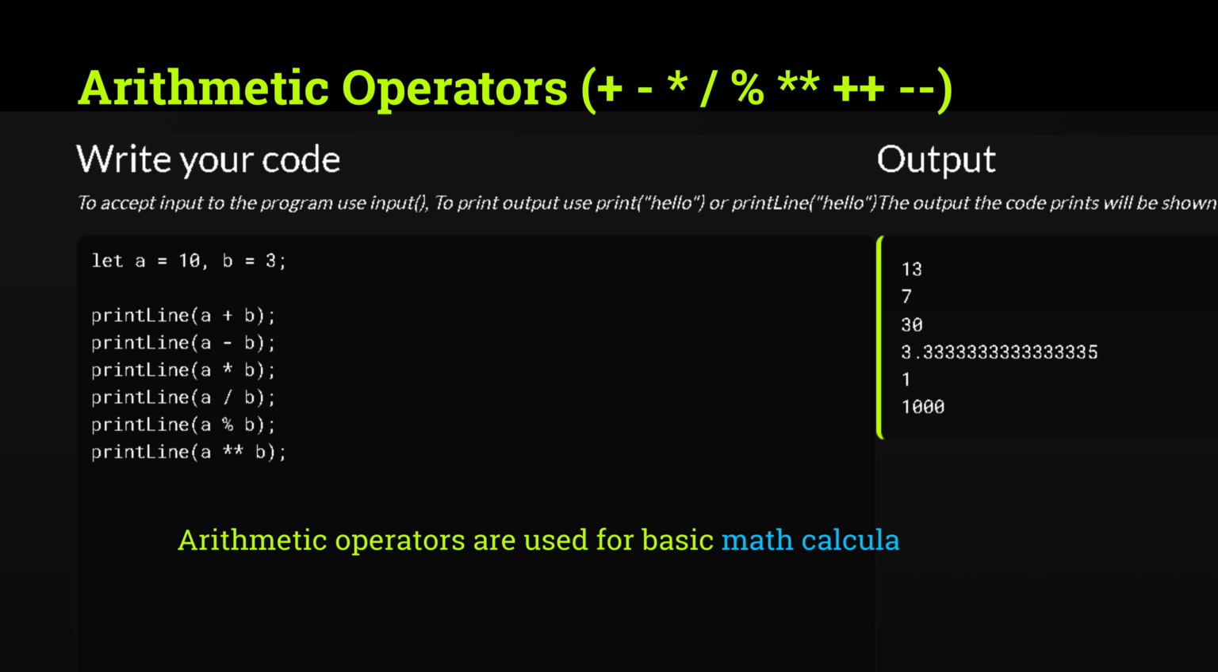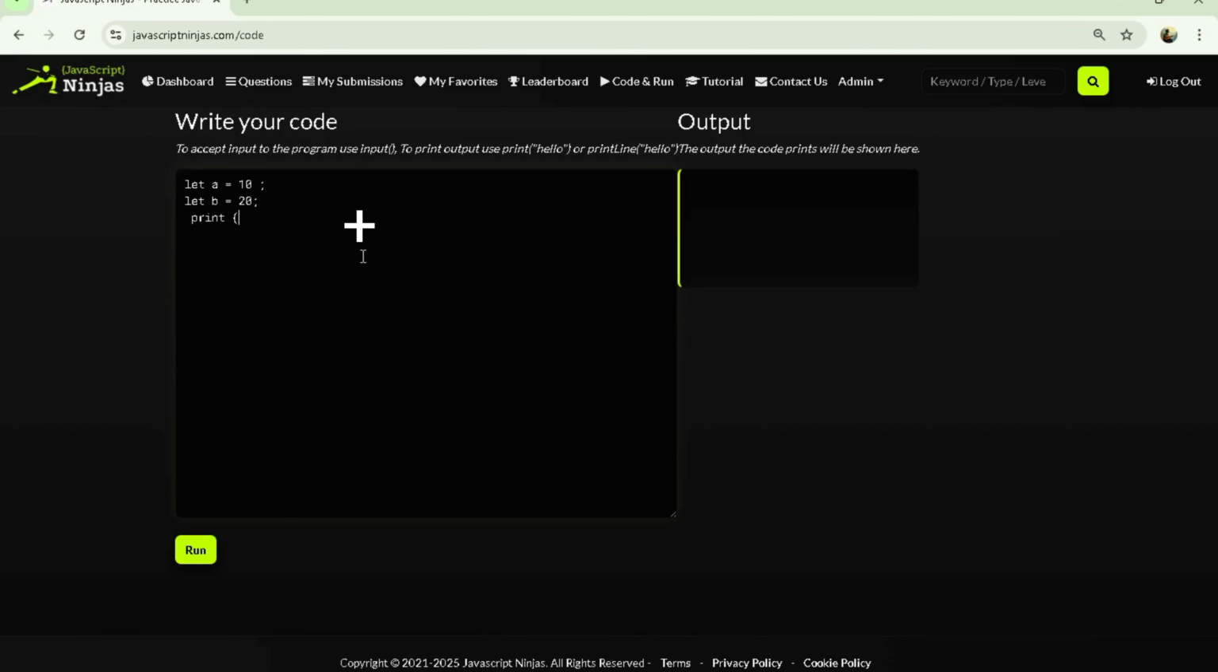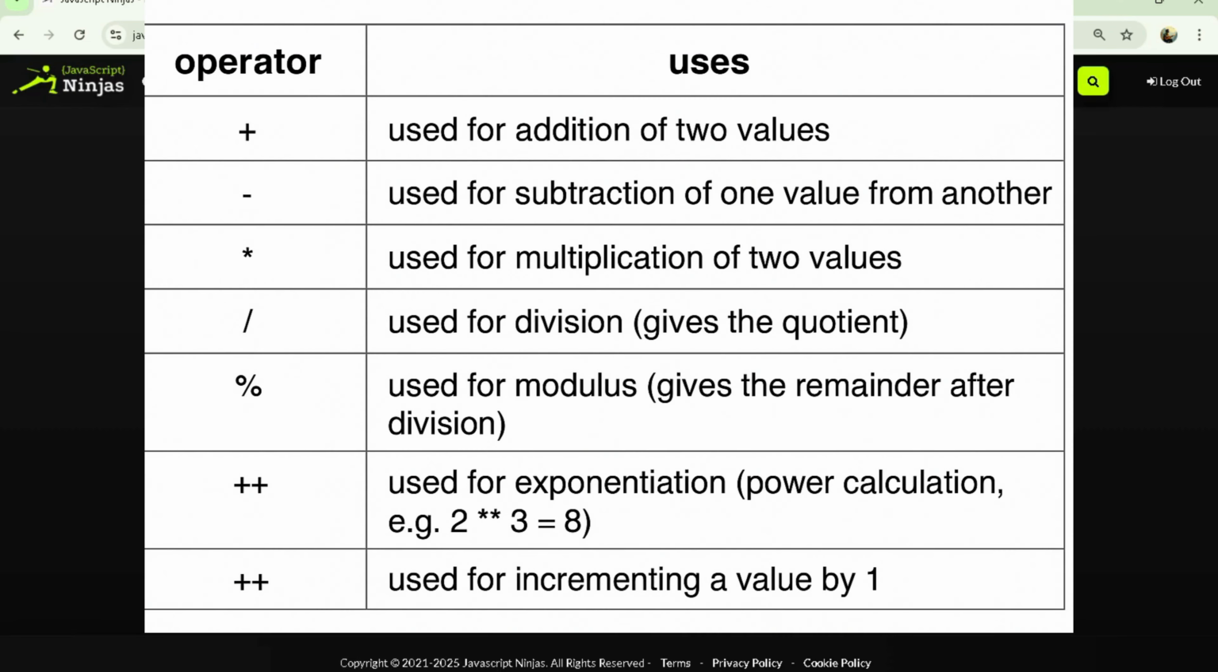Arithmetic operators are used for basic math calculations. Now, here in this code, I used the plus operator between A and B. So JavaScript adds these two values, 10 plus 20, and prints the result 30. They are used to do basic math calculations. And these all are arithmetic operators. You can try others and practice them.